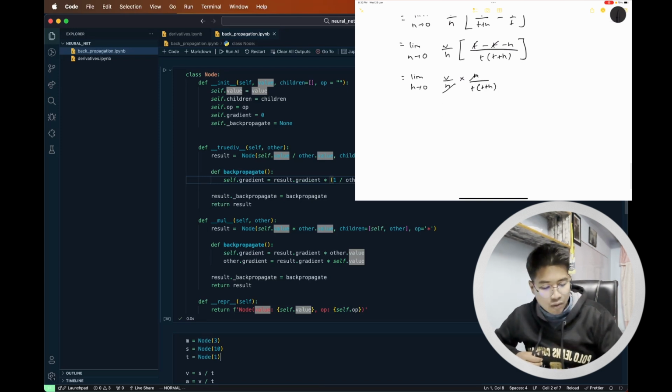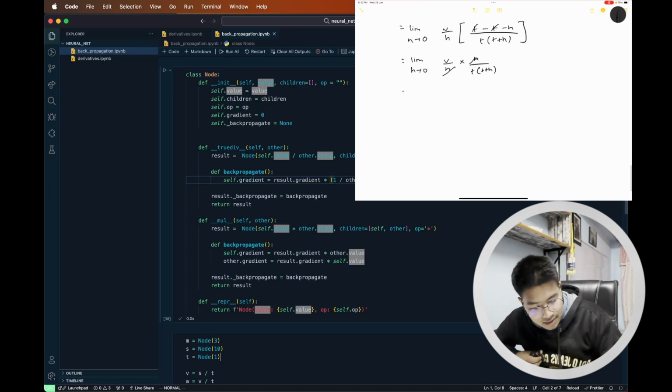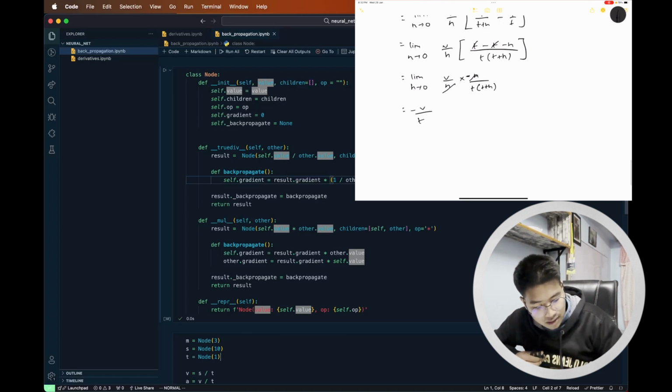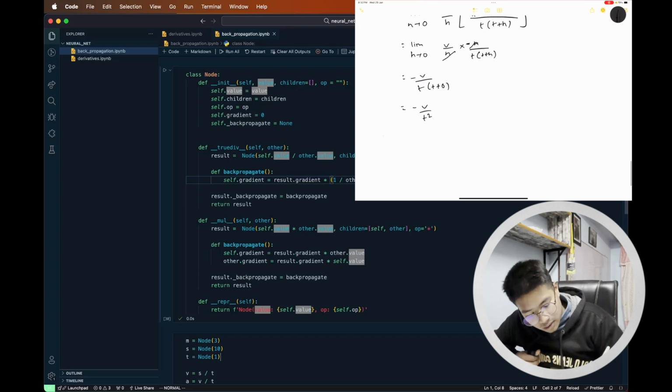I'm going to cancel h away. I'm going to put h as 0, and I'm going to get a negative. This thing is a negative, right? So I'm going to get negative v by t and t plus 0, which is basically minus v by t squared. So I get acceleration being affected by time is negative v by t squared.